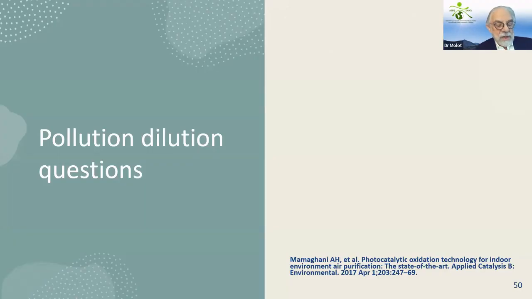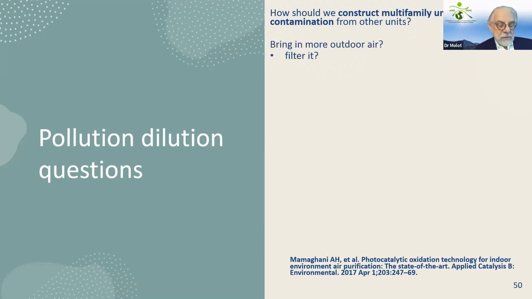Clearly, we need to provide a living space to people with MCS, which is as chemically free as necessary according to the individual needs. But how do we do that? How should we construct multifamily units to prevent contamination from other units? Should we bring in more outdoor air? And if so, should we filter it? What filters should we use? Should we filter the recycled air too? Apparently, that's the least effective method.